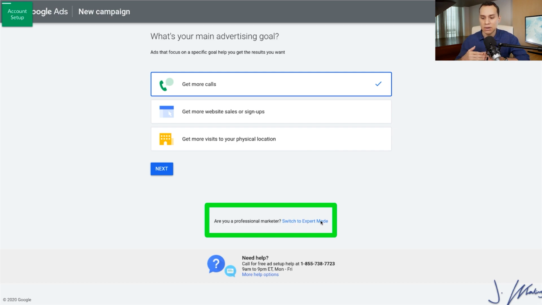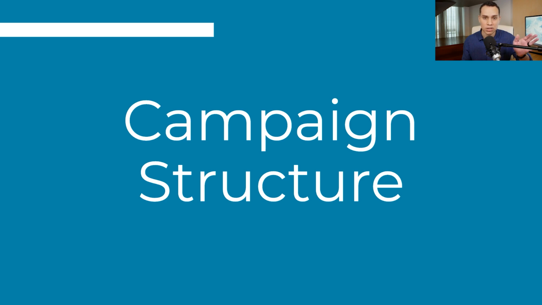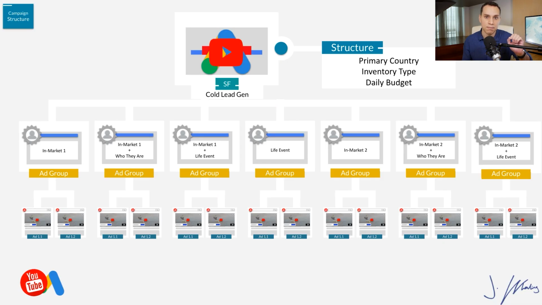And this is going to allow you to bypass all of that onboarding that Google wants you to do, and it's going to allow you to skip setting up a campaign before you're actually ready to set one up. You might have to enter your billing information, but don't worry, you can always change that later. So now let's go ahead and go into our campaign structure.